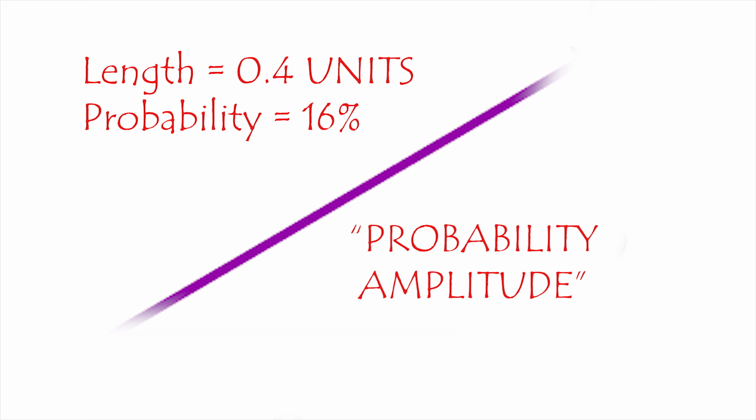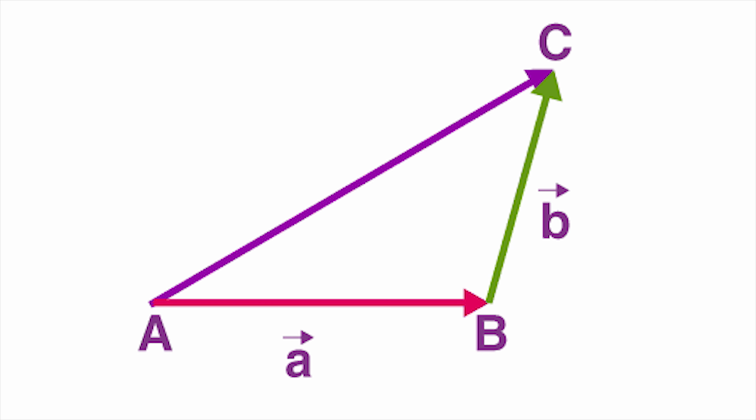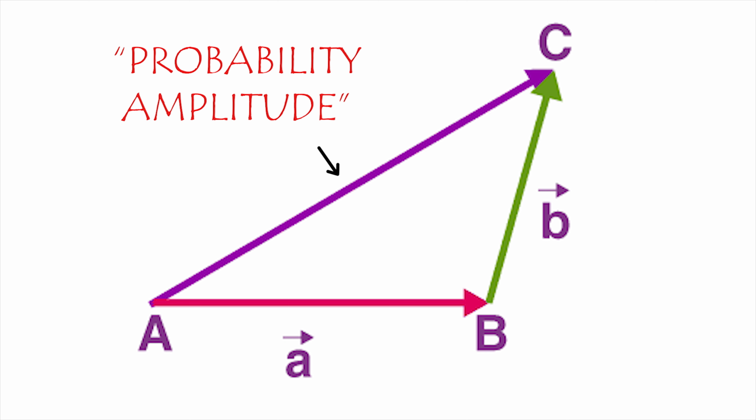For drawing arrows, if an event can happen in alternative ways, draw an arrow for each way and then combine the arrows by hooking the head of one to the tail of the next. A final arrow is then drawn from the tail of the first arrow to the head of the last one. The final arrow is the one whose square gives the probability of the entire event. These are the basic rules.